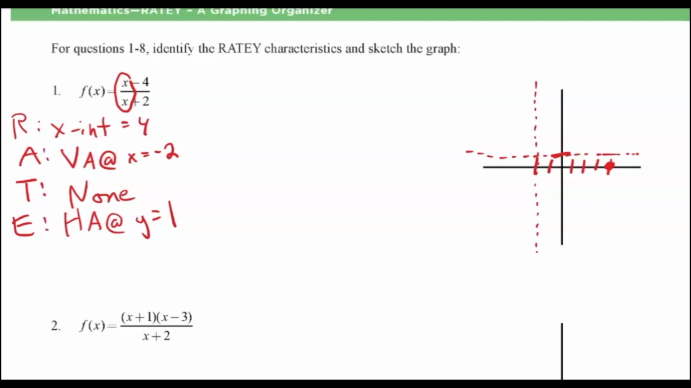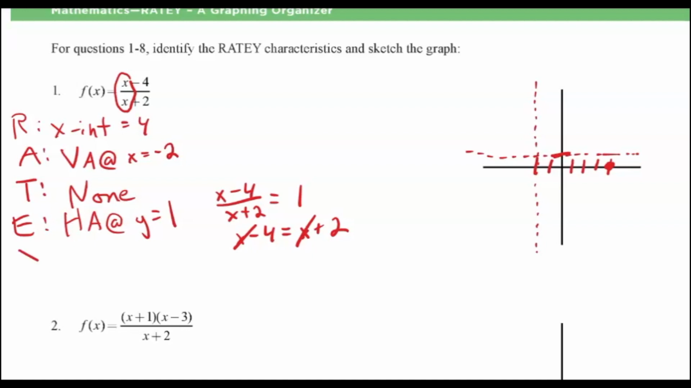We also want to see if the function intersects this HA anywhere, so I'll set the original function equal to 1 and try solving for it. Multiply both sides by x plus 2, leaves you with x minus 4 equals x plus 2. And if you try moving one of the x's, they both cancel out. And that leaves you with negative 4 equals 2, so there are no points of intersection.